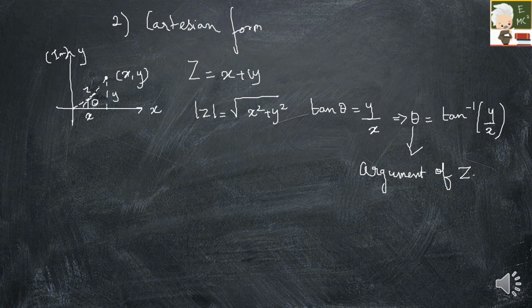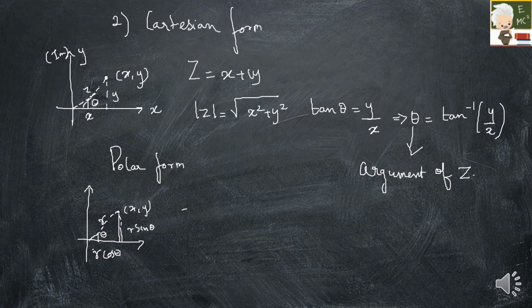What if it is in polar form? So in polar form, again let me consider the point x comma y. If I want to write it in polar form, if this is my theta, let this be r. So this will be my r cos theta, and this would be my r sin theta.